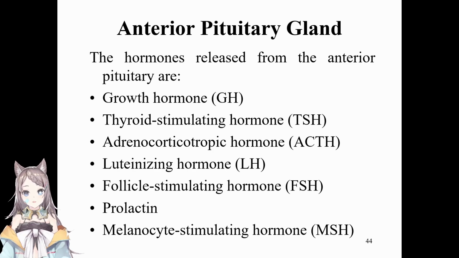So let's start with the anterior pituitary gland. The pituitary gland releases hormones such as the growth hormone, thyroid stimulating hormone, adrenocorticotropic hormone, luteinizing hormone, follicle stimulating hormone, prolactin, and melanocyte stimulating hormone. So please take note, class, of the abbreviations of each hormone. They might be asked in your quiz. Okay? So you must know what are the abbreviations of each hormone.